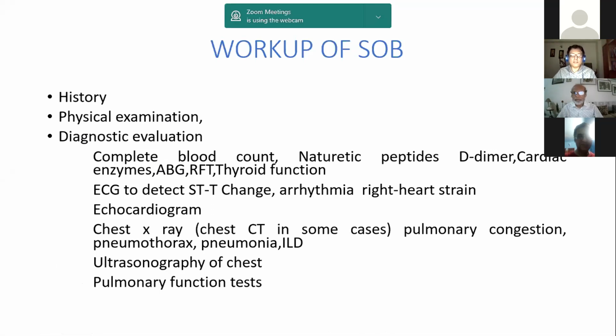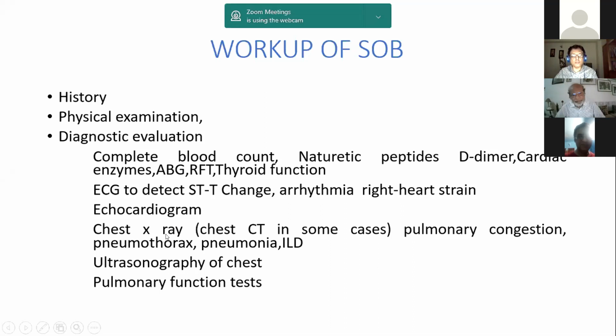The diagnostic evaluations are important, but we need to choose them very judiciously, which include complete blood count and biochemical tests: natriuretic peptide, D-dimer, cardiac enzymes, arterial blood gas, renal function, thyroid function. ECG is a very important tool. It is cheap and easily available. It may give us a clue to the underlying ischemia, arrhythmia, pulmonary hypertension. Echocardiogram is very much available in all parts of the country, and it should be included in the evaluation of a patient with shortness of breath.